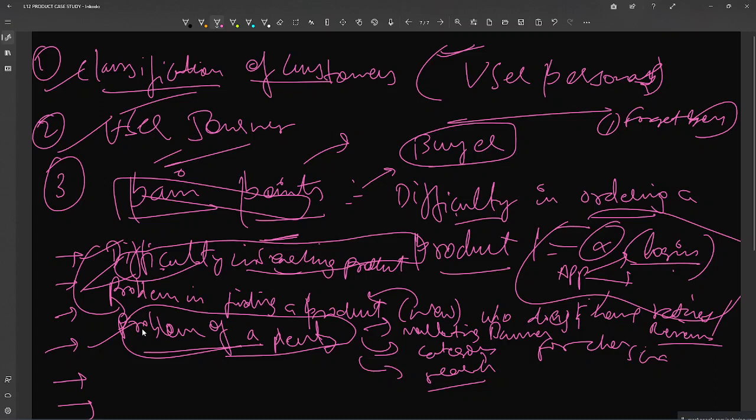Okay, sir. Sir, out of stock problem. While searching for a product, there can be an issue of out of stock, like the product is out of stock, not deliverable at some location.